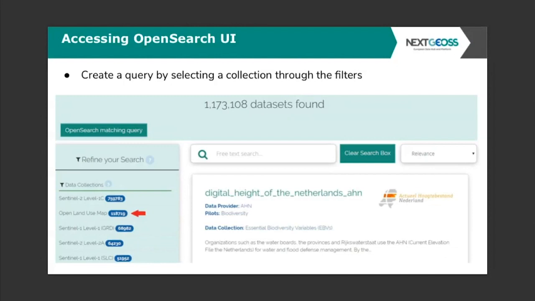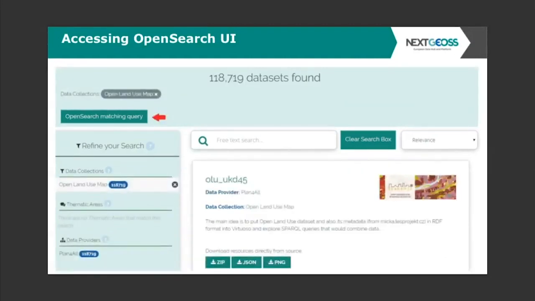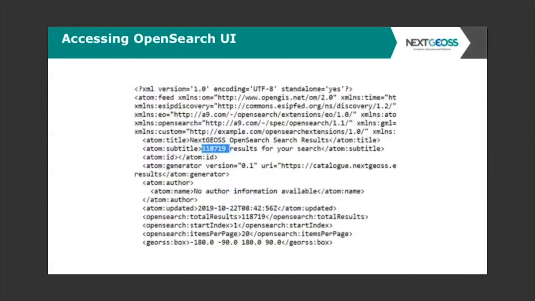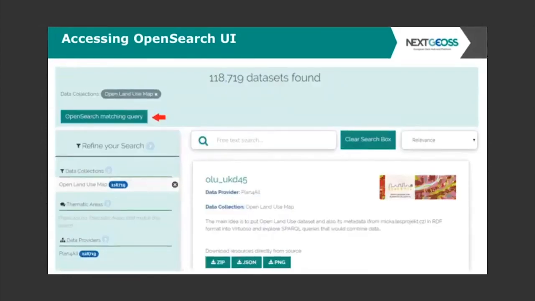For example, here we are selecting the open land use map collections. We can see that the number of datasets has already decreased. And then we can click on the OpenSearch matching query button, which will redirect us to an OpenSearch API response, which will give us the exact same results that we have here.